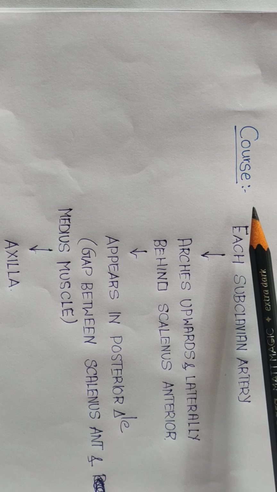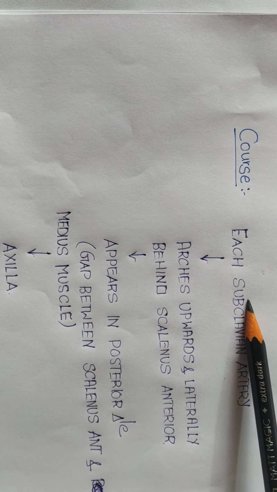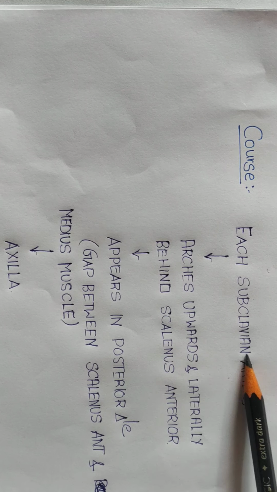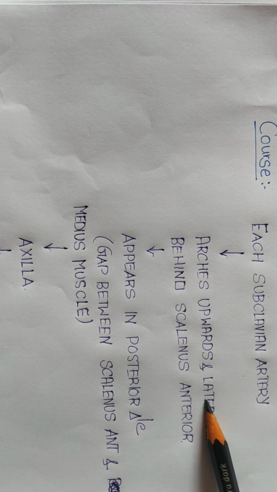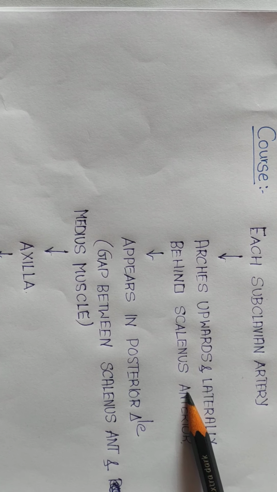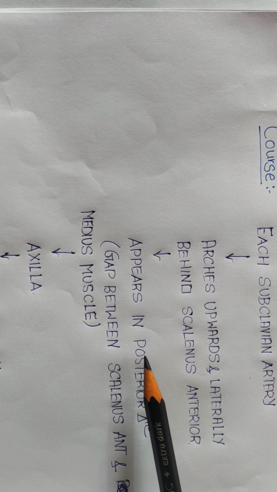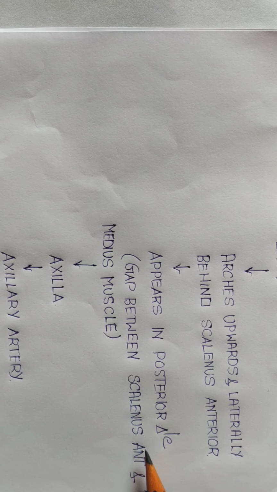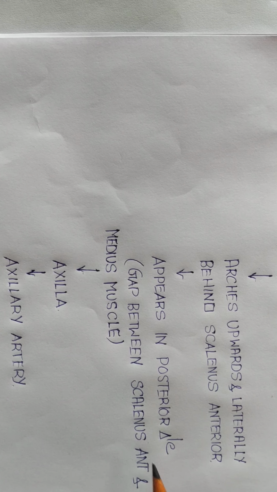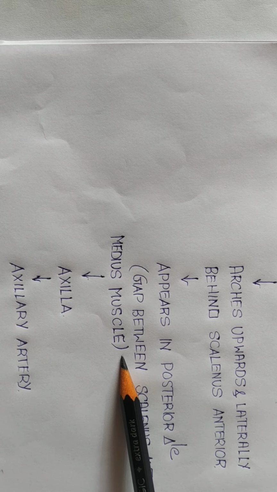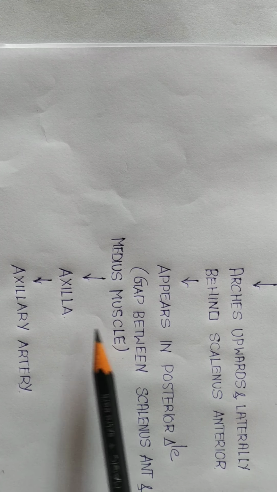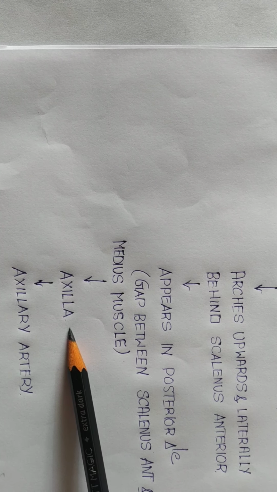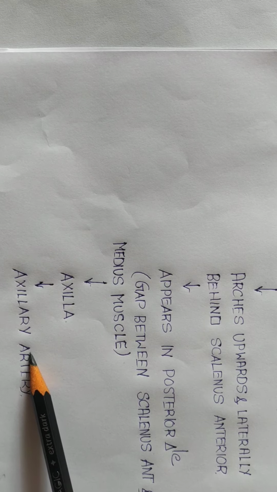Now we will discuss the course of each subclavian artery. Each subclavian artery arches upwards and laterally behind the scalenus anterior muscle, then appears in the posterior triangle in the gap between scalenus anterior and scalenus medius muscle, descends downwards into the axilla and continues as the axillary artery.